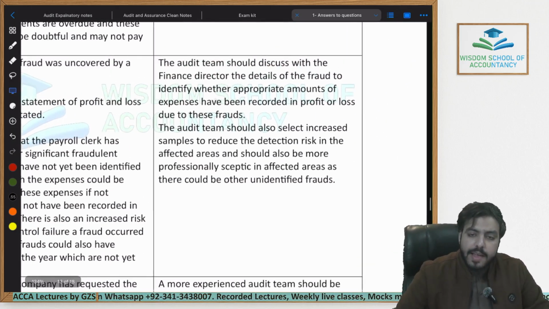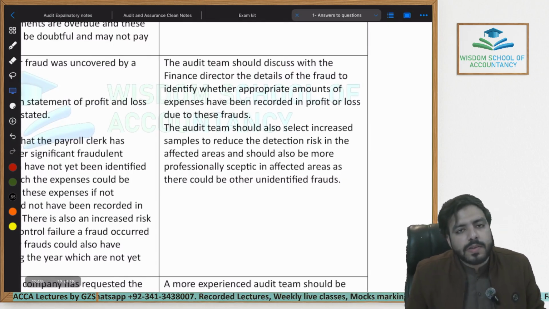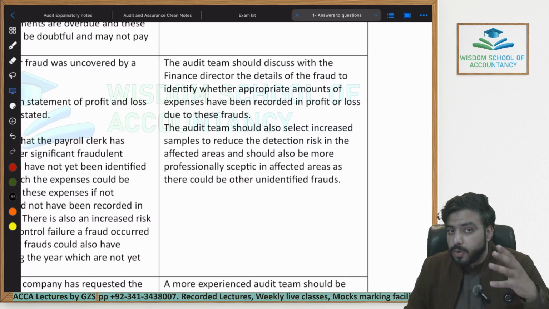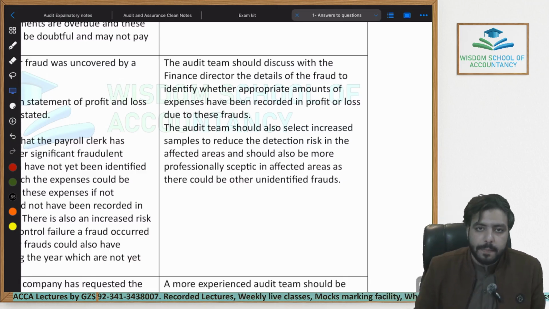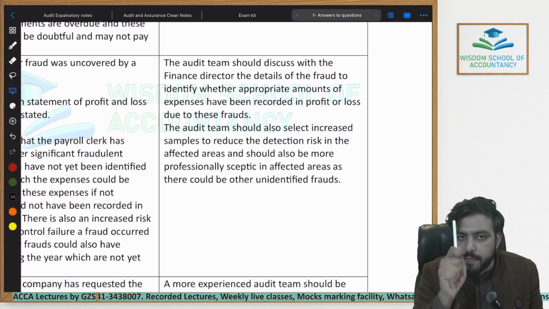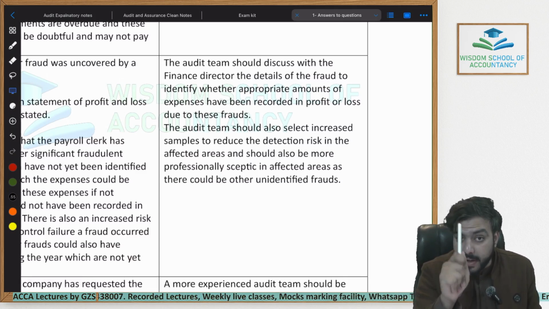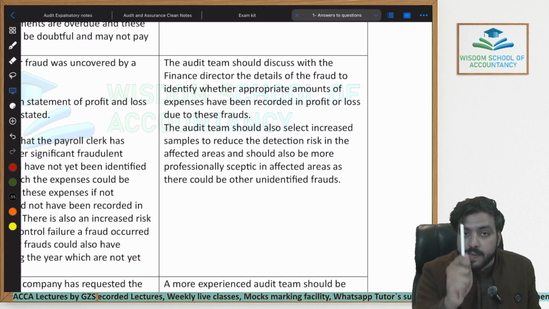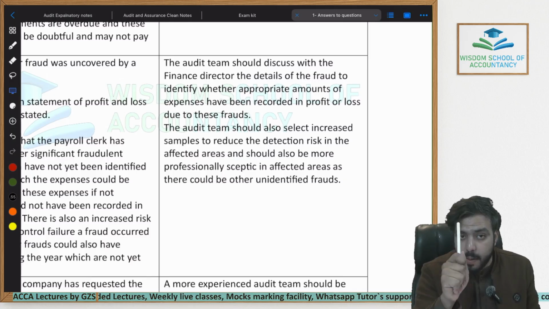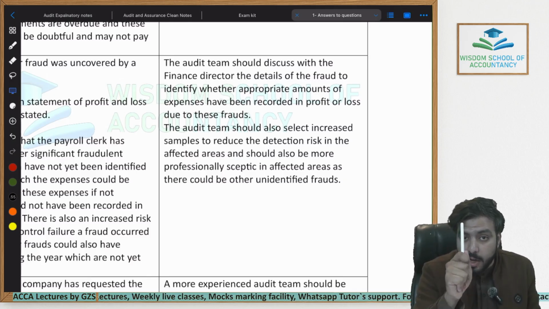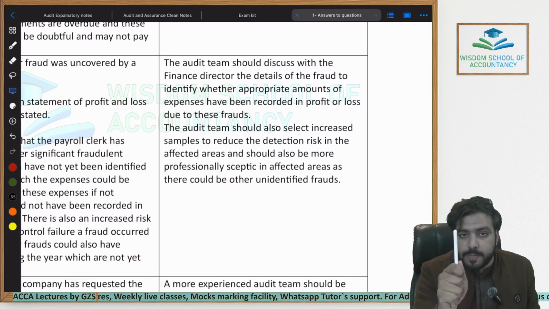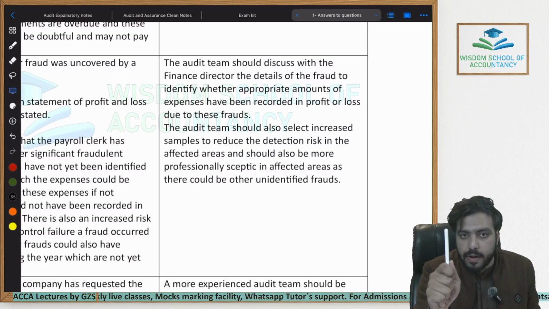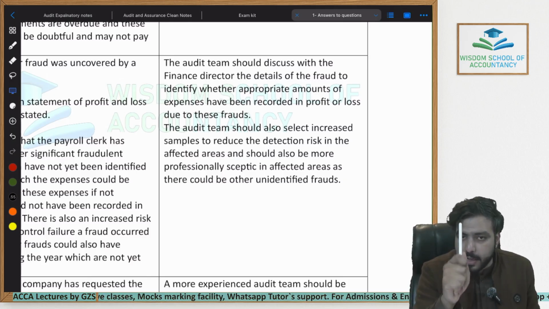Now, as an auditor, whenever you see that there is fraud happening within the company, the first step is, wherever the fraud occurred, the affected areas within financial statements, increase your sampling to reduce the detection risk. Number one response will always be to increase your sampling for that specific area, because there might be other fraud there hidden as well, which is not yet identified. So number one response will always be to increase the sampling so that the detection risk in that area is reduced.